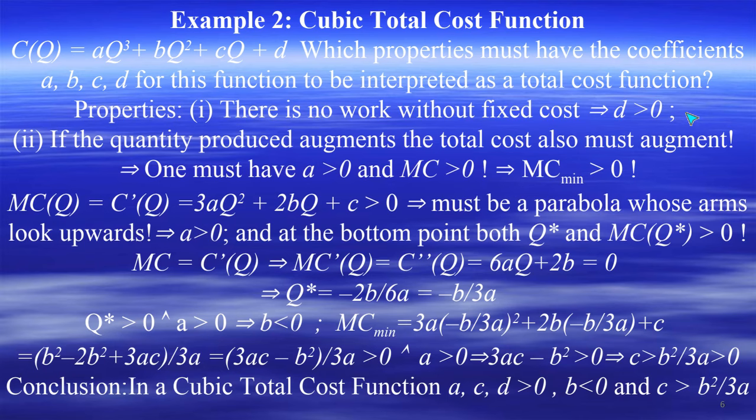However small it can be, so the TD should be positive. Two, if the quantity produced augments, the total cost also must augment. Well, what do we know from the physics?